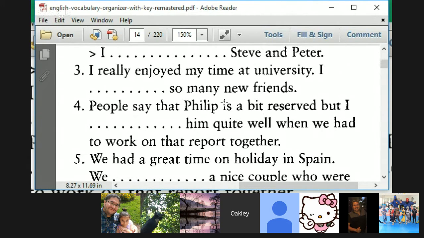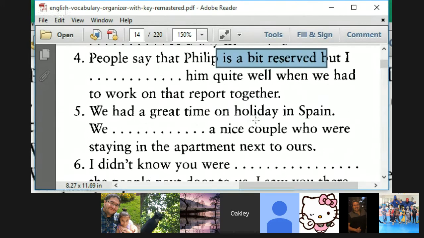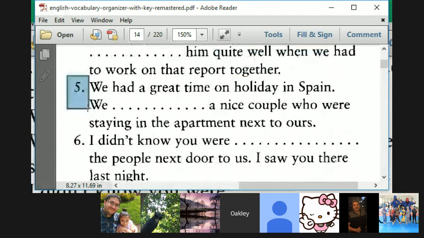Carla, what does it mean, Philip is a bit reserved? I don't know, he doesn't talk a lot, or he's serious? Okay. He doesn't talk a lot. He's very serious. Yes, quiet. That's it. You're correct. That's the right idea. But in negative present tense, we have to use does not, actually. He doesn't talk a lot. Okay. All right. Moving on.